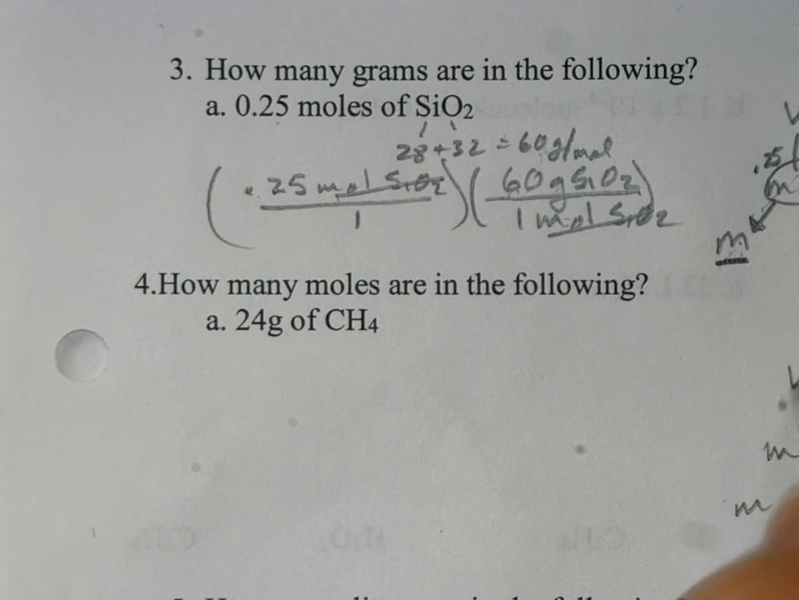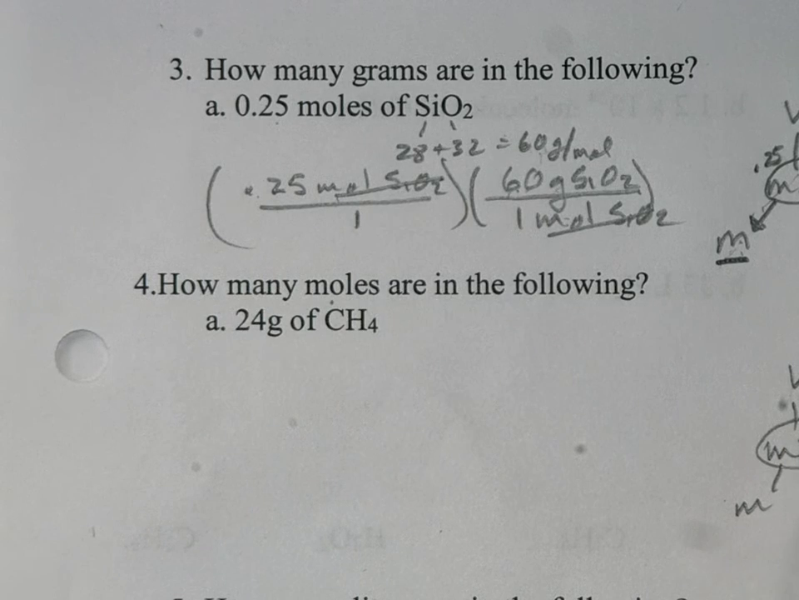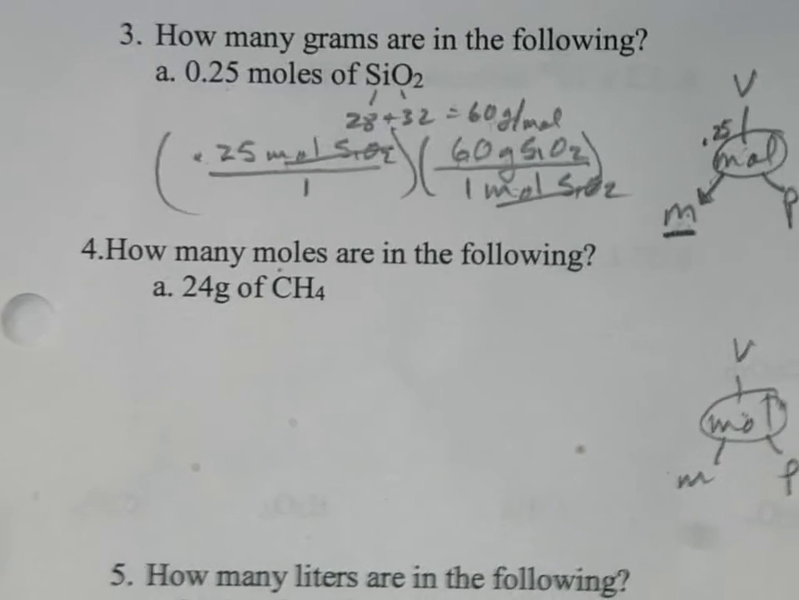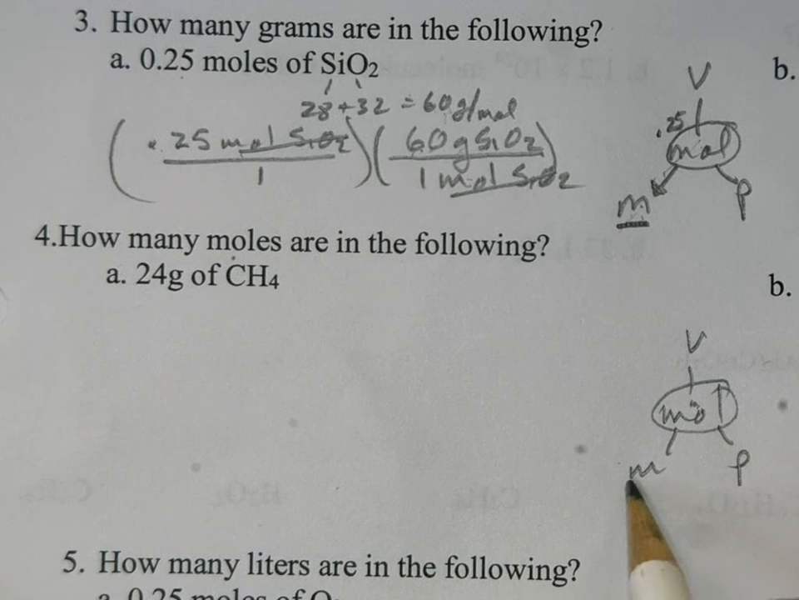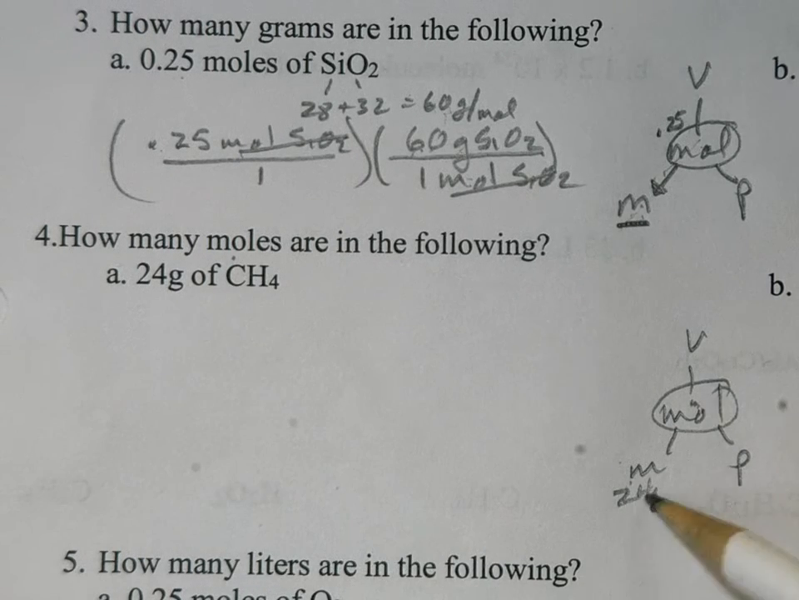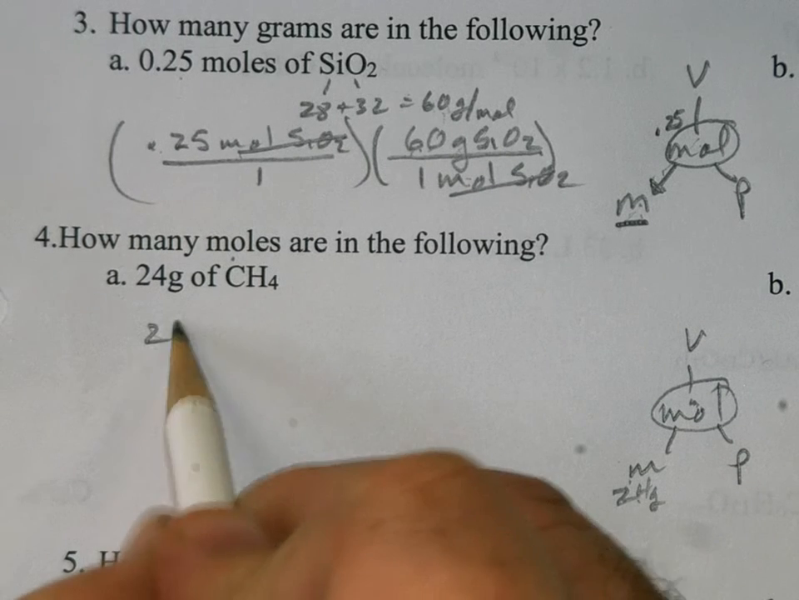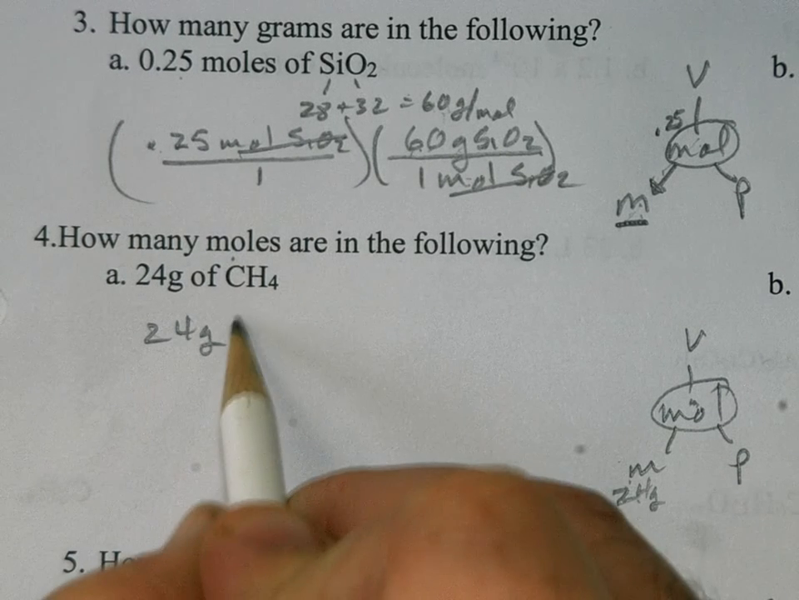Okay, number 4. Let's see, I'm just going to put my MVP triangle here to help me out. So moles, we're looking for moles. This is where we're going to end now. Let me scoot that over. So we're trying to find moles, and we're starting down here. In this problem, we got 24 grams of CH4. So this is our given, 24 grams CH4.